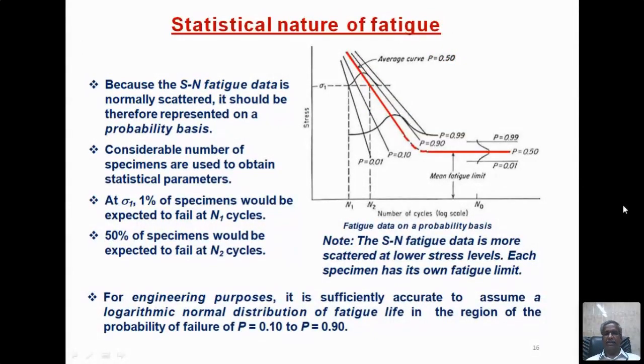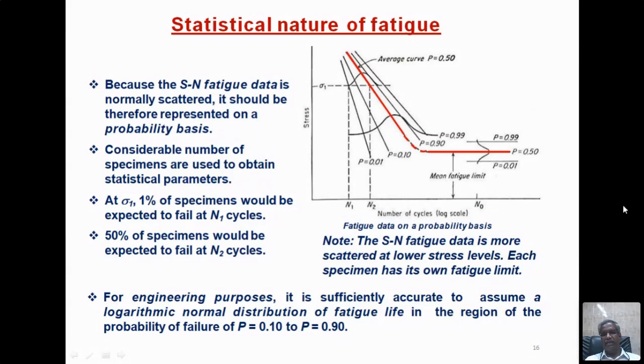So this graph will explain the statistics involved. If you take the stress sigma 1, the first curve, these are all SN curves. So sigma 1 is a particular stress. For a particular stress, you see that if the probability is 0.01, what does 0.01 mean? It is the 99% curve. So the life is N1, the corresponding number of stress cycles.